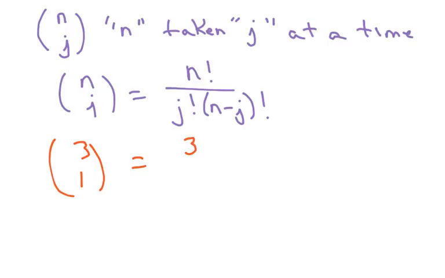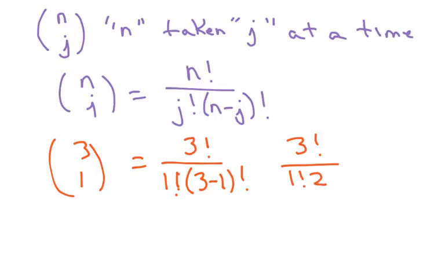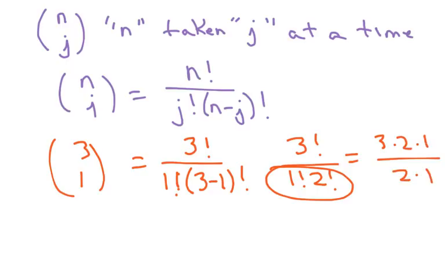N is 3 factorial. J is 1 factorial. Then we have 3 minus 1 factorial, which gives me 3 factorial over 1 factorial times 2 factorial. These two always add up to 3. And then you already know how to do this. This is 3 times 2 times 1. This is 2 times 1, so that equals what? 3.